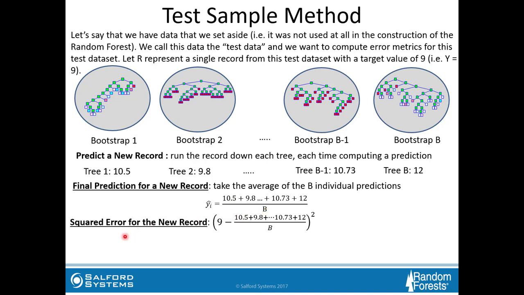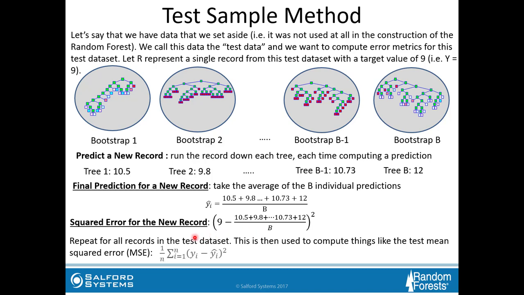Now, what we can do based on this is compute things like the squared error. We have the 9, and of course we have the prediction here, so we can just plug this in and we'll have a value. And then you can repeat this for all records in the test data set, and then use this to compute things like the test mean squared error.